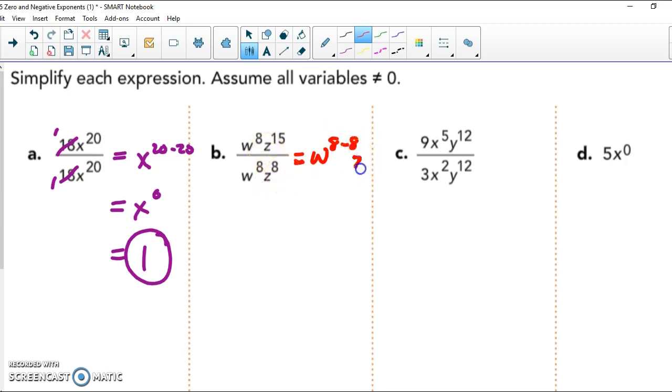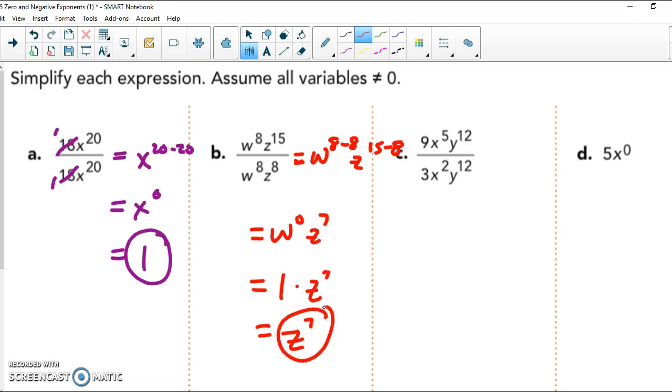And with my z's, I have the same base, so I can subtract the powers. 15 minus 8. So w to the 8 minus 8 power would be w to the 0 power, and z would be raised to the 7th power, because 15 minus 8 is 7. I can simplify further because anything raised to the 0 power is 1. So this is really like 1 times z to the 7th, which is z to the 7th. All right, and let's check out letter C. 9x to the 5th, y to the 12th, all divided by 3x squared, y to the 12th.